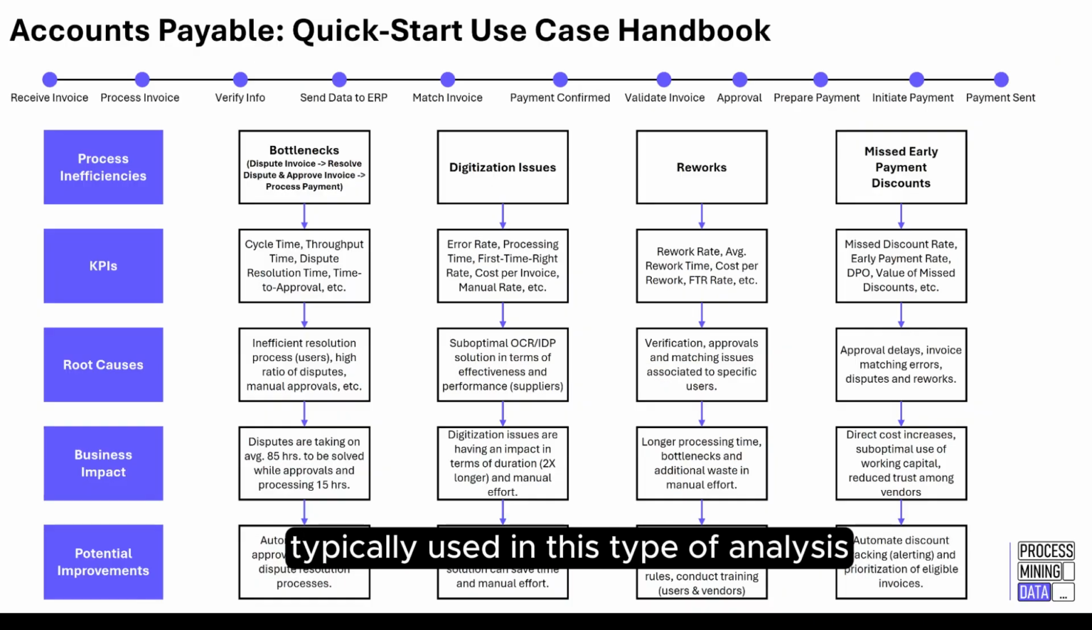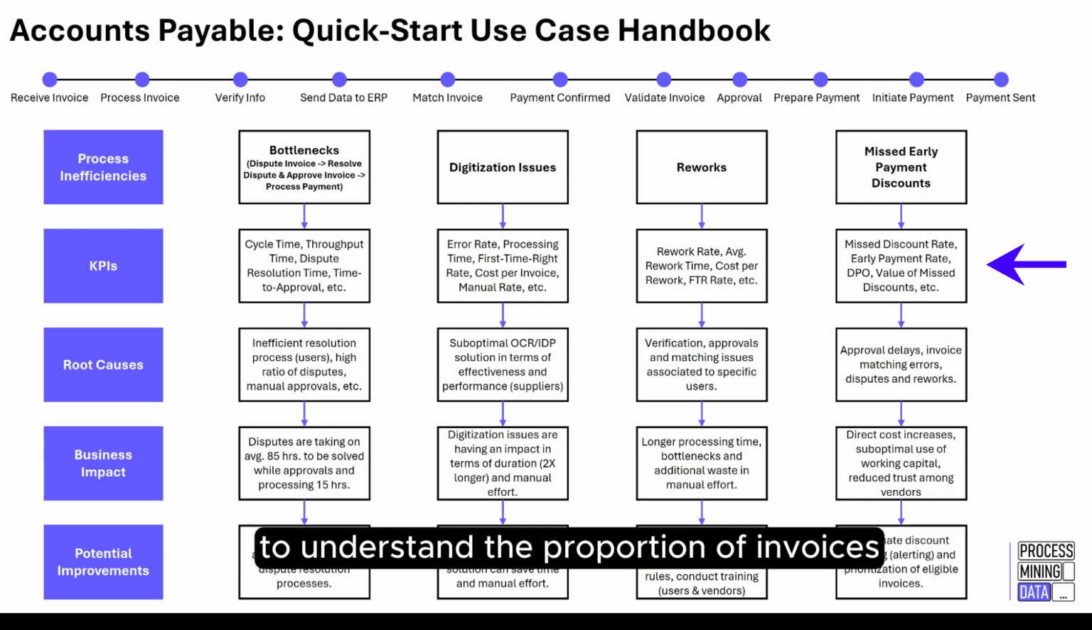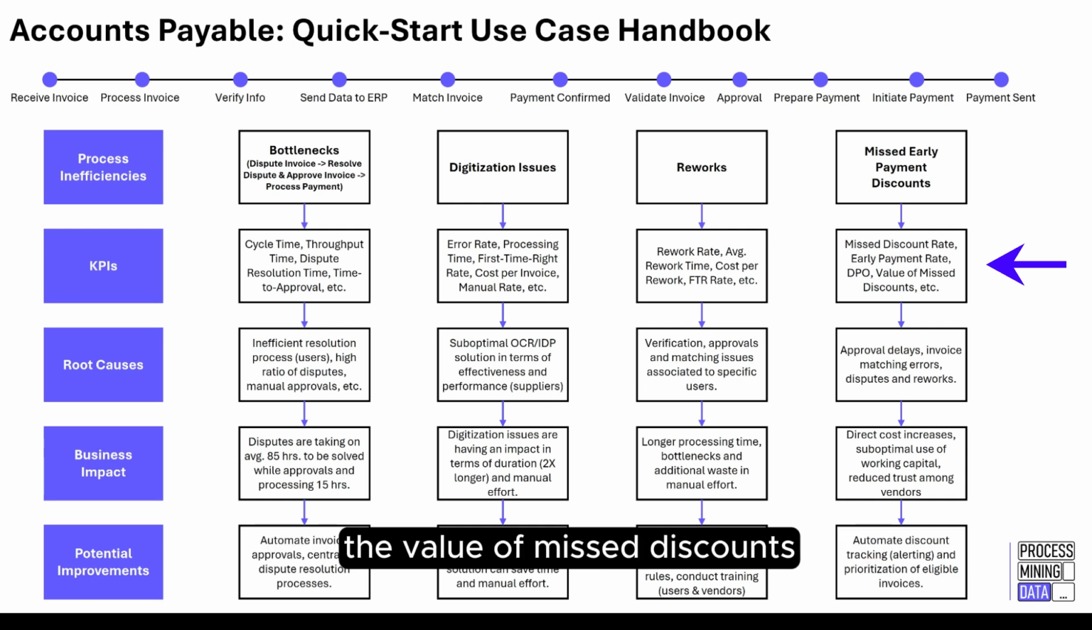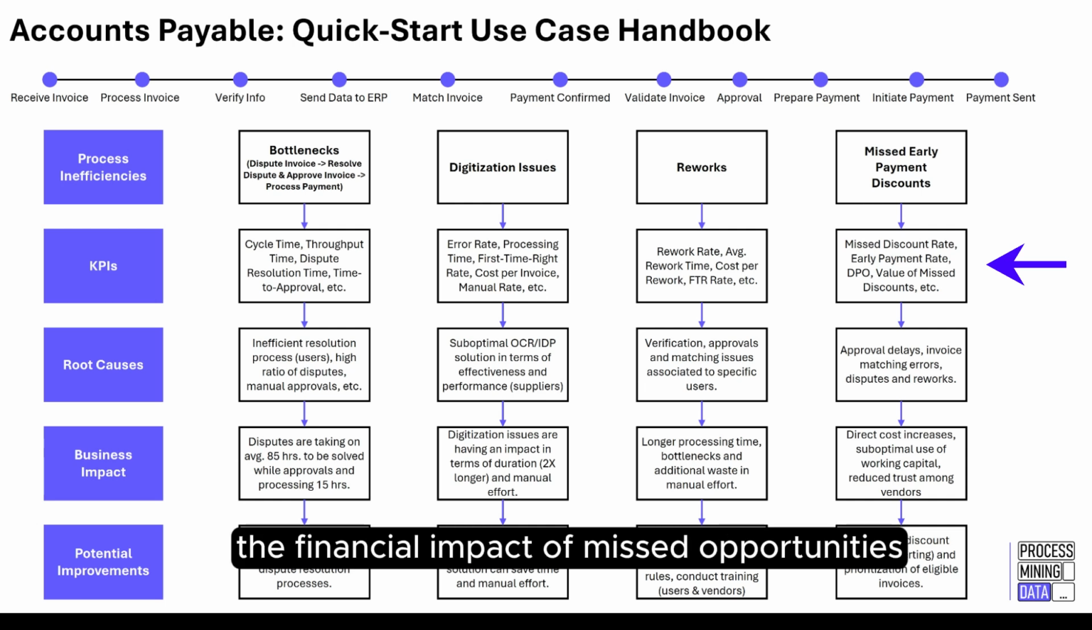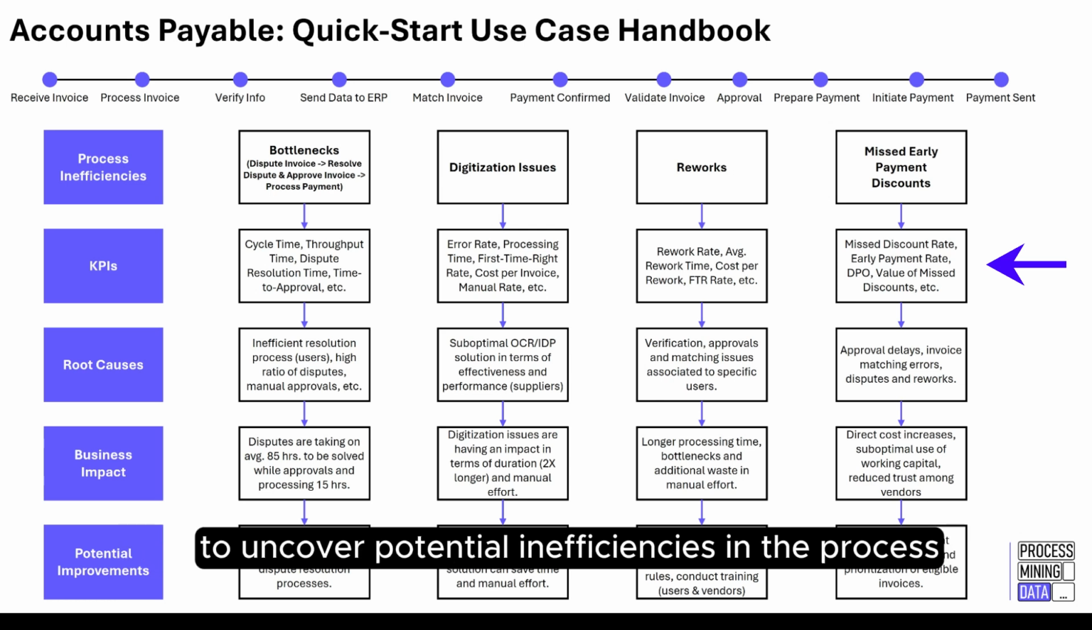Let's start by looking at the KPIs typically used in this type of analysis. In this exercise, we'll focus on the early payment rate to understand the proportion of invoices benefiting from early payment discounts, the value of missed discounts, to quantify the financial impact of missed opportunities, and the average delay of missed early payment discounts to uncover potential inefficiencies in the process.